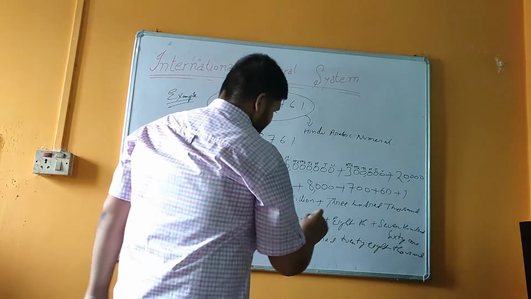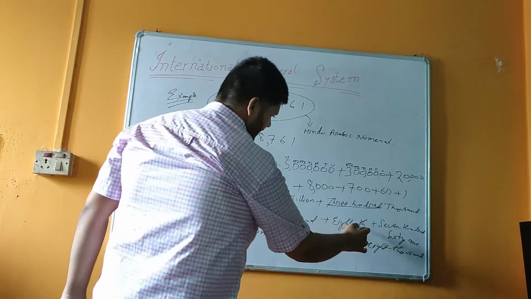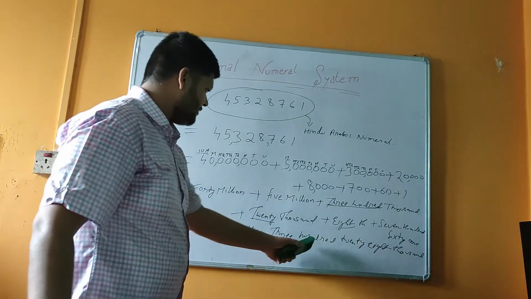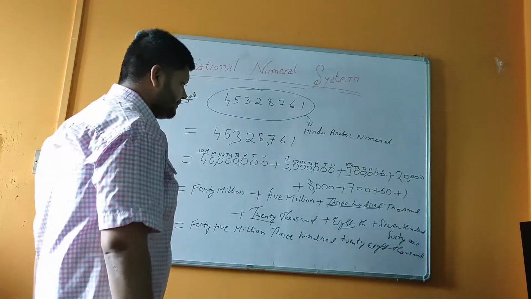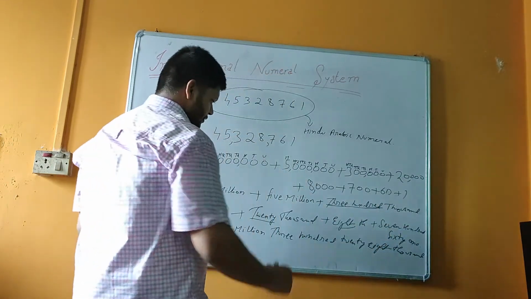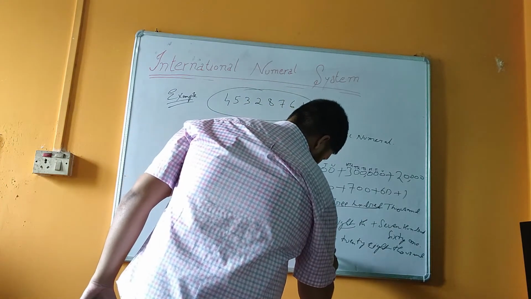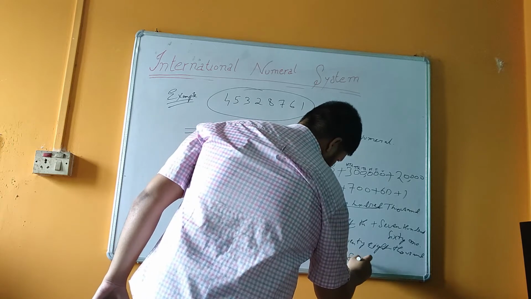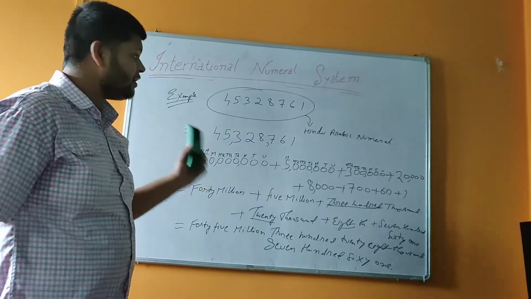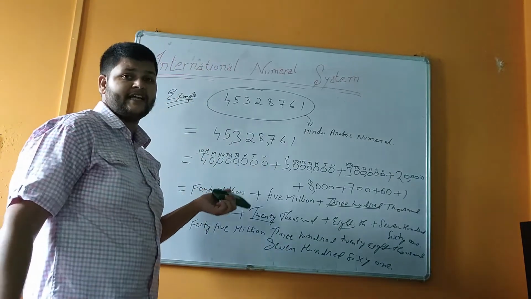Okay, this is 300, this is 20, and this is 8, and in all places we have 1000. That's why 328,000. Okay, and then 761. I hope you are clear with this. If you are not clear, still I will take one different example to make you understand clearly.